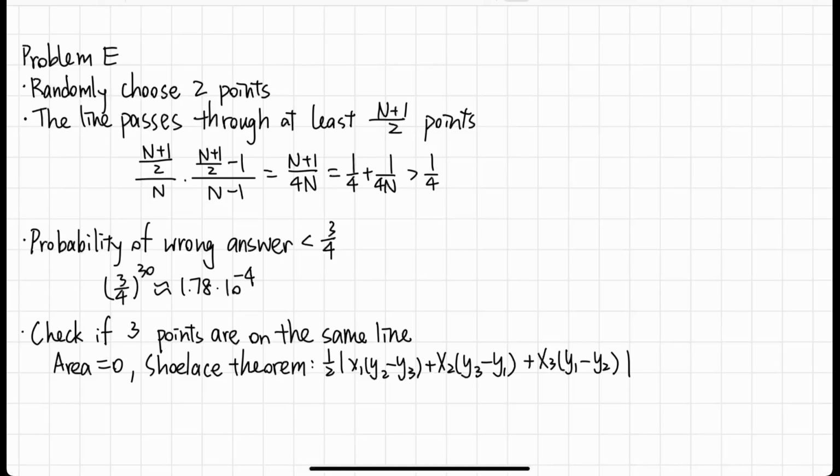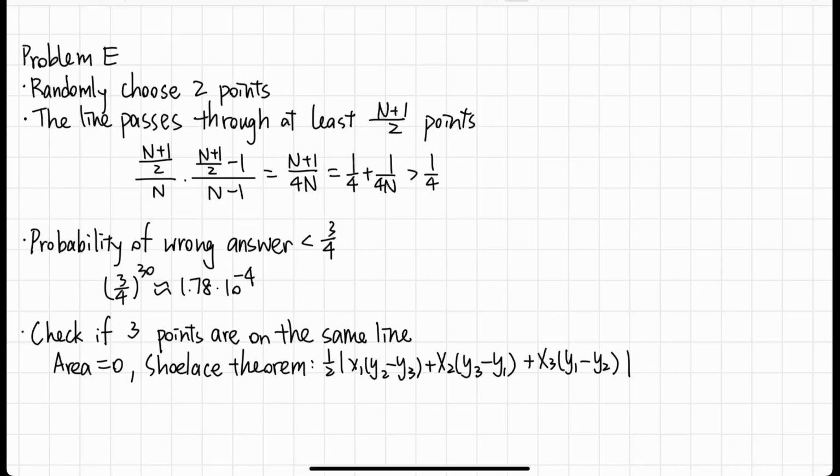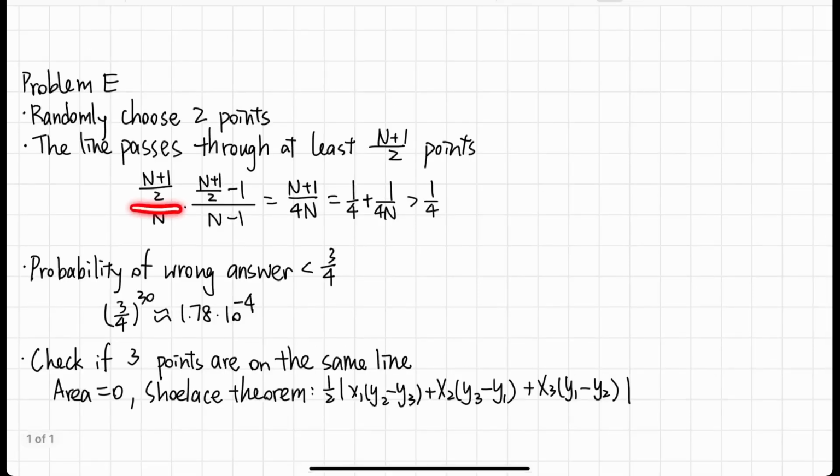So if we randomly choose 2 points, because we want the line to pass through more than half of the points, and because n is odd, then this more than half will be represented by n plus 1 divided by 2. So the probability of us finding some line will be, out of n points, we chose this half of points. So this is n plus 1 divided by 2 over n.